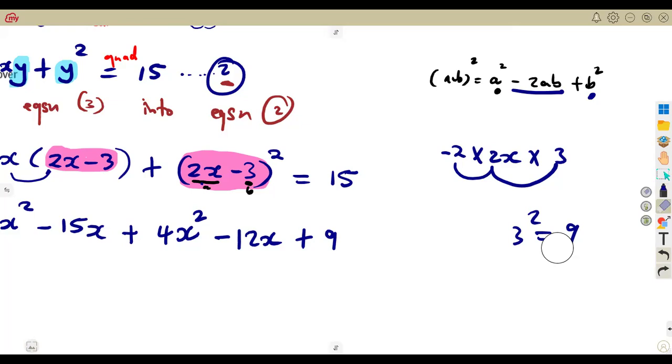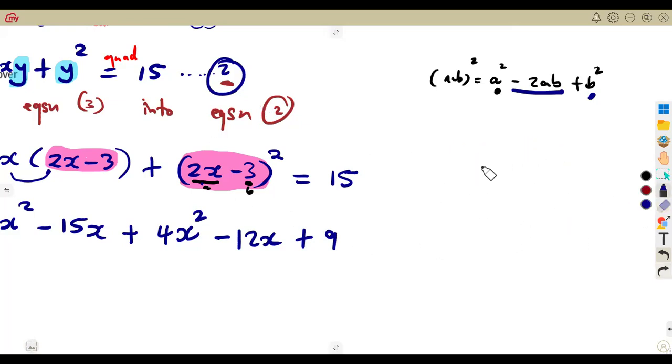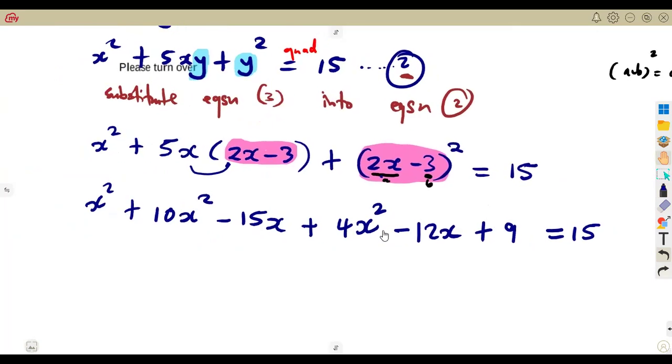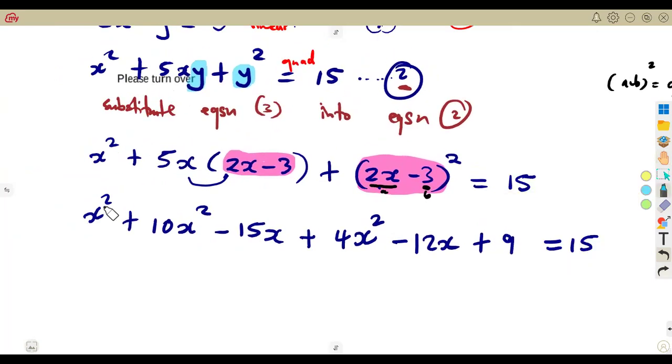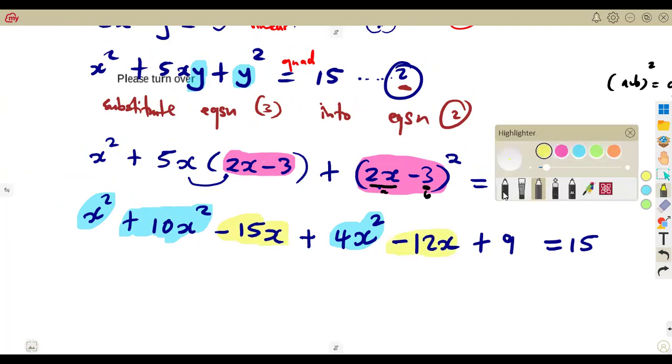If you had expanded using the FOIL method, two brackets, you're going to have that same answer. Now let's go to the left-hand side, considering where we have the like terms. We've got the x squared there, plus 10x squared. We also have the 4x squared. For the x part, we've got minus 15x here, minus 12x. Then we just have a constant, which is 9.